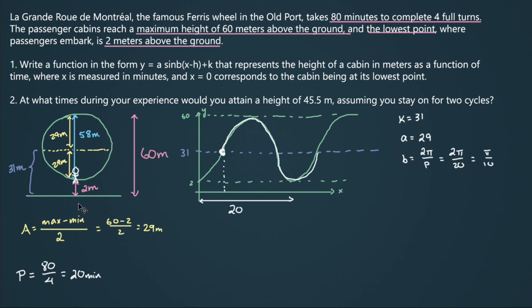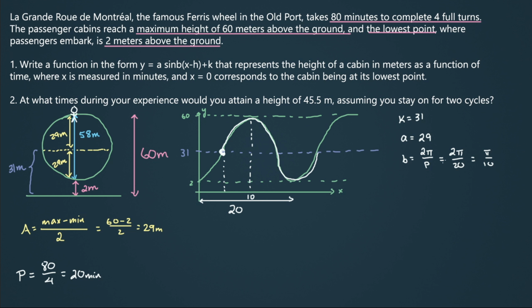Now you can imagine halfway through, so 10 minutes in, where would you be? You'd be halfway through this ride. You'd be up here at your maximum height, right? So on your graph, what would that look like? Well, you'd be at your maximum height up there. That's going to be 10 minutes in, halfway through. Okay? So at 10 minutes, we're up here.